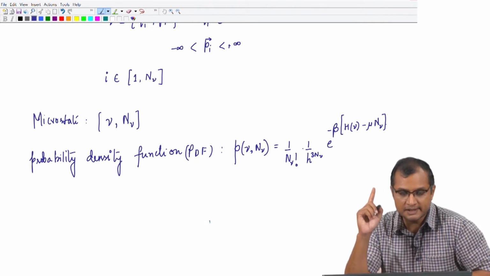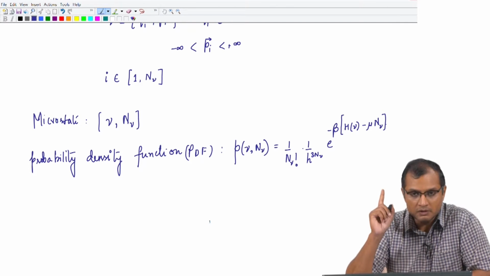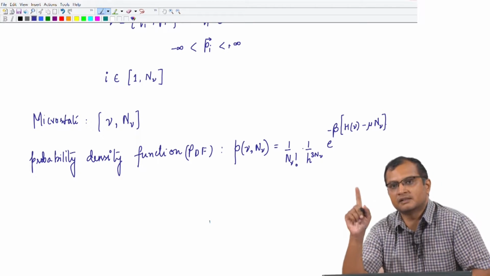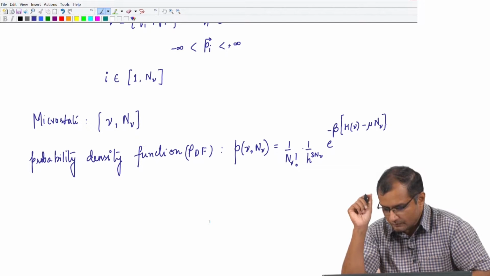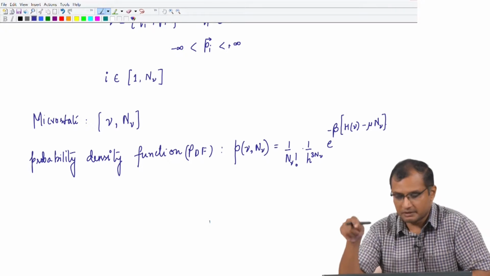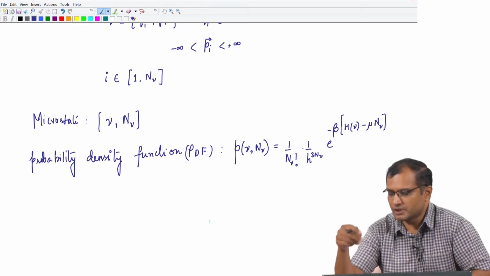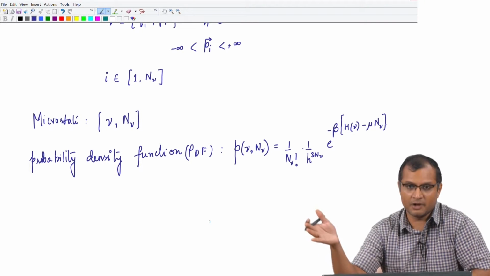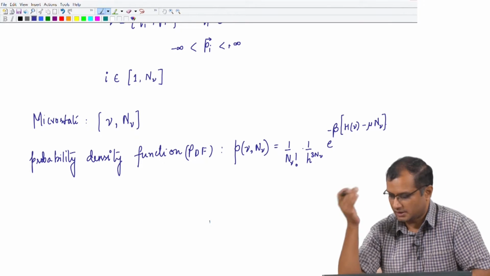So, our total energy scale is not the internal Hamiltonian alone, which would have been the case if this was just a canonical ensemble, but here over and above the internal Hamiltonian you have a chemical work that is done by the reservoir to keep the chemical potential constant.